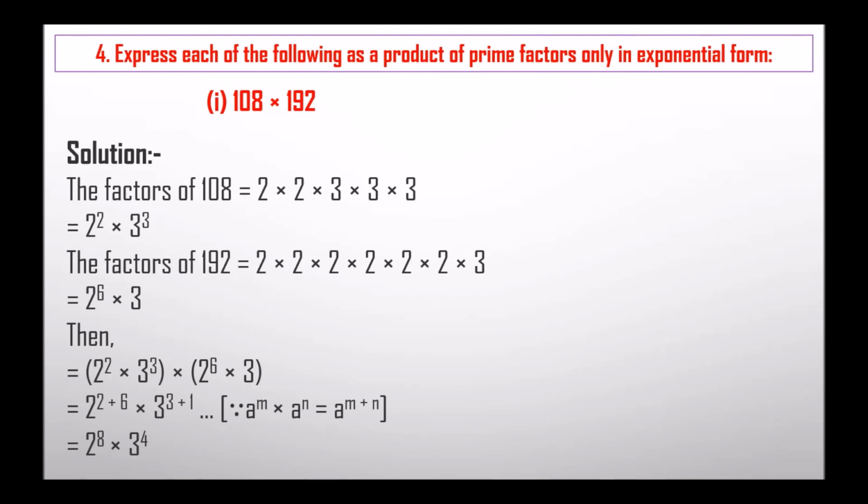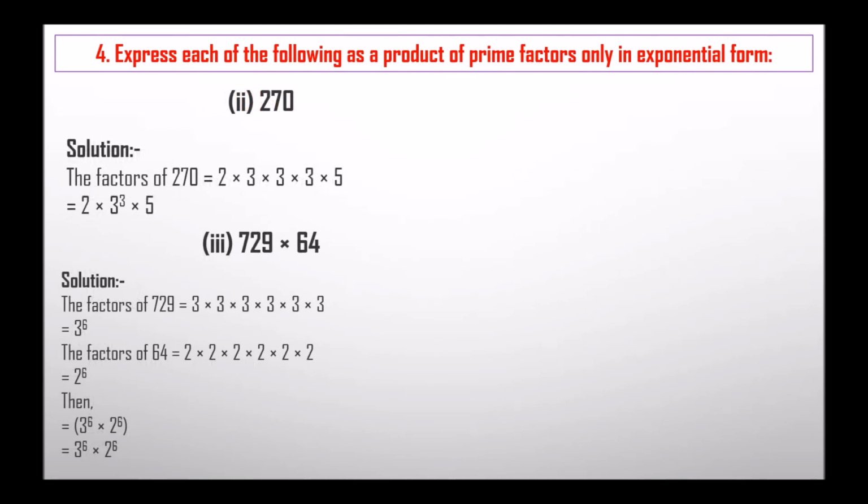Next, fourth question: express each of the following as the product of prime factors using exponential form. So 108 into 192. The factors of 108 are 2 into 2 into 3 into 3 into 3, so 2 raised to square into 3 raised to cube. And factors of 192 are 2 into 2 into 2 into 2 into 2 into 2 into 3, so 2 raised to 6 into 3. Now 2 square into 3 cube into 2 raised to 6 into 3, so 2 raised to 2 plus 6 into 3 raised to 3 plus 1. So 2 raised to 8 into 3 raised to 4.